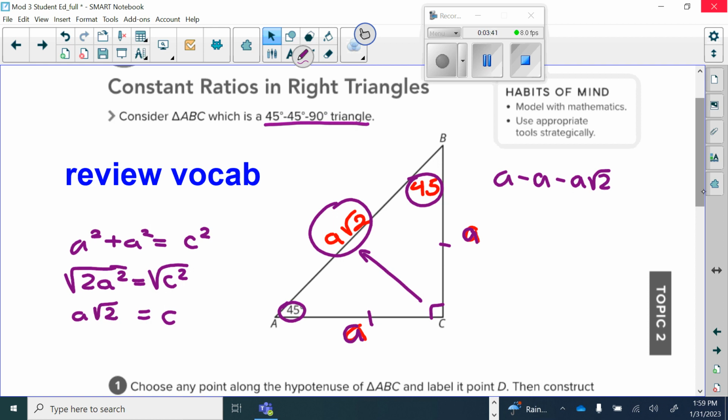Okay, so that's where A root 2 comes into play, and that's why it is right there. Some of you will understand that, some of you won't, and you just accept it: A, A, and A root 2.